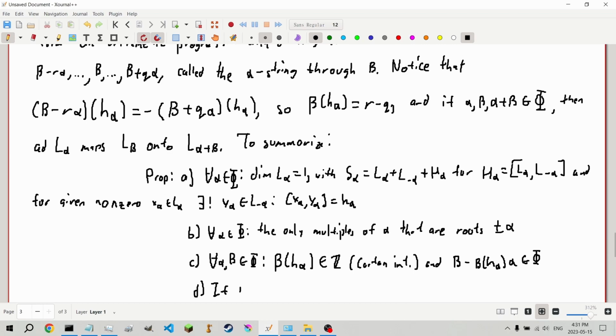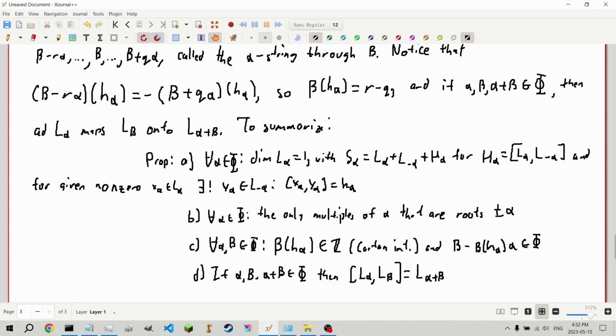D is if we have two roots with their sum also a root, then their bracket, we've already seen this, the bracket of their eigenspaces is the eigenspace of their sum.